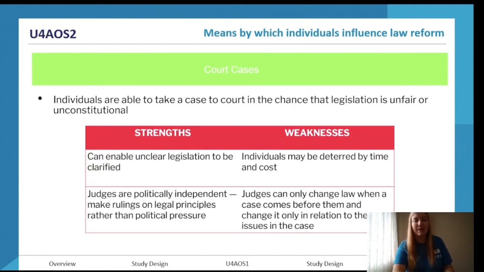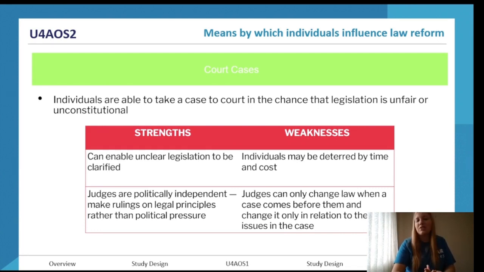Lastly, we have court cases, of course, because people can take cases to court to try to spark change via common law precedent if there is no existing law in that area, or they could try to see what the judge can do. They might even try to get the judge to make some obiter dicta comments, if it's unfair or unconstitutional. So, what are some strengths?